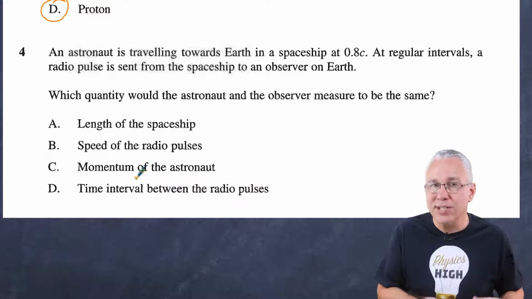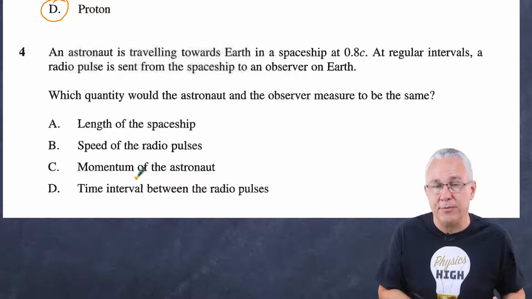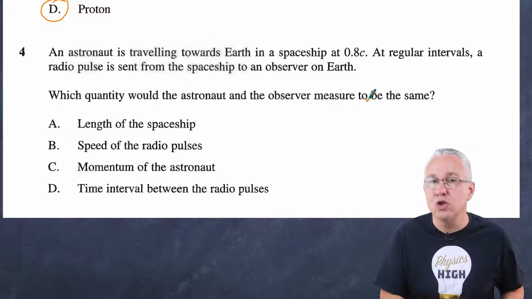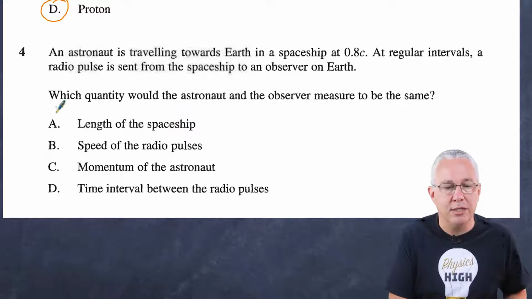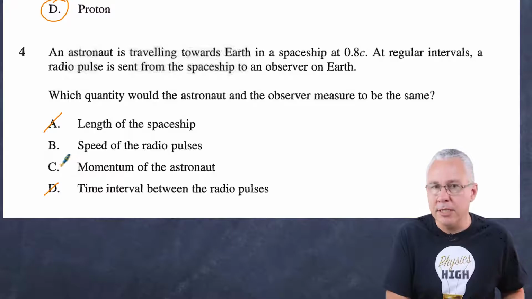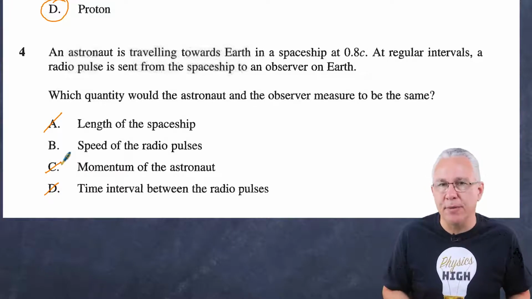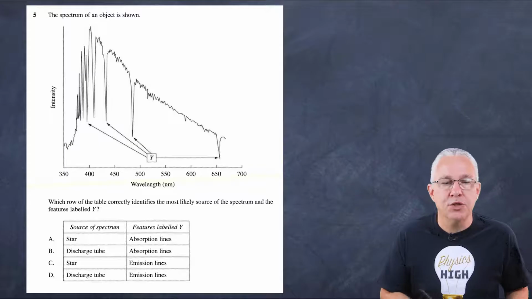What changes, of course, is, for example, the measurement of length contraction, the measurement of time in their respective frames of reference, that is time dilation. So what quantity would the astronaut and the observer measure to be the same? Well, they are in different frames of reference, so as I said, the length will be different, the time will be different, and so automatically A is excluded and D is excluded. But the momentum is something that might change, so it is excluded. So finally, it talks about the speed of the radio pulses, and of course that is c, and so therefore B is our answer.